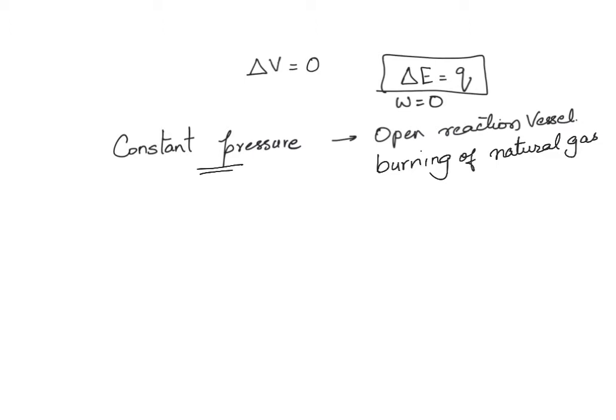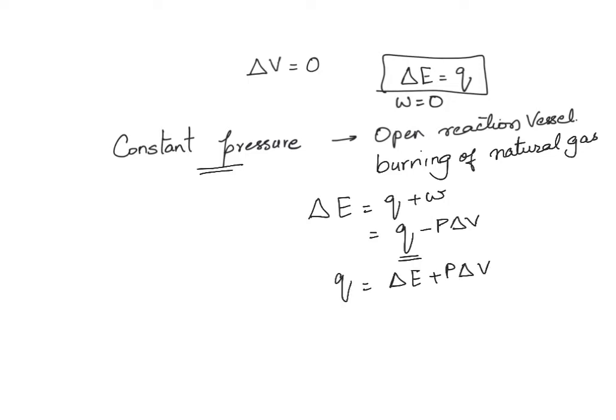When constant pressure is involved, delta E will be Q plus W. This will be equal to Q minus P delta V, because pressure volume work is negative P delta V. So if we are interested explicitly in the heat of such reactions, then heat will be equal to delta E plus P delta V. Heat in such cases, during a constant pressure reaction, is represented as change in enthalpy.